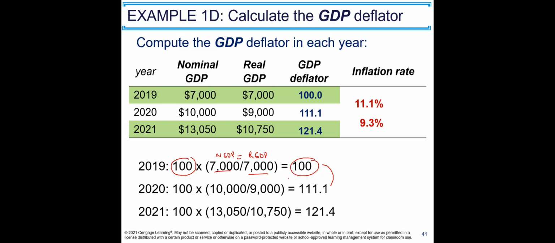And if we calculate the inflation rate from 20 to 21, what we are going to do, we will take the GDP deflator 121.4 minus 111.1 divided by 111.1 times 100, we will find 9.3 is the inflation rate from 20 to 21.